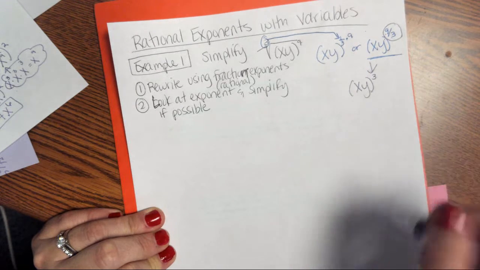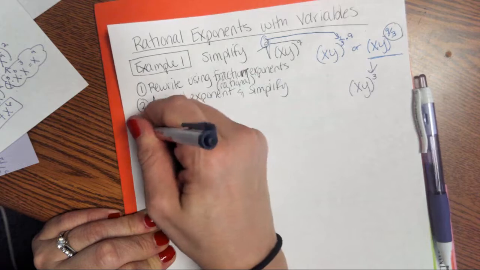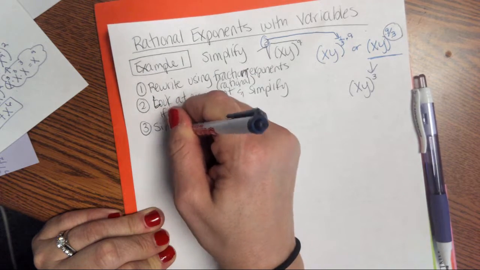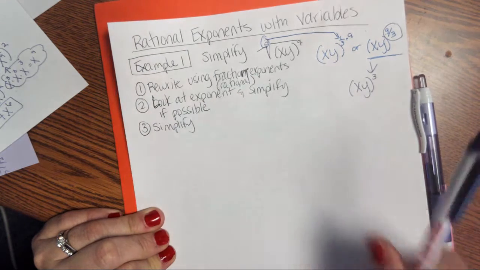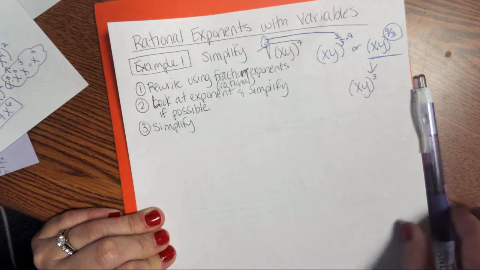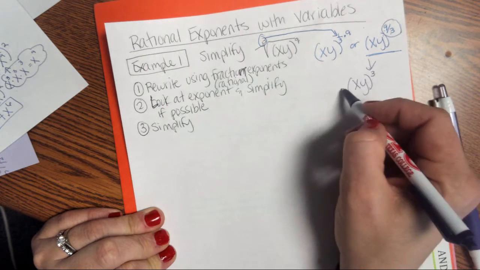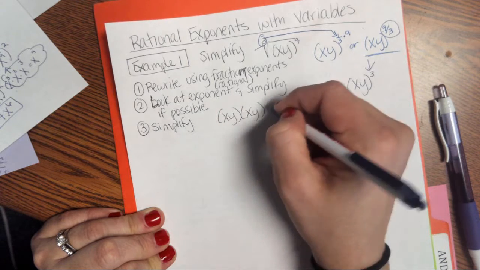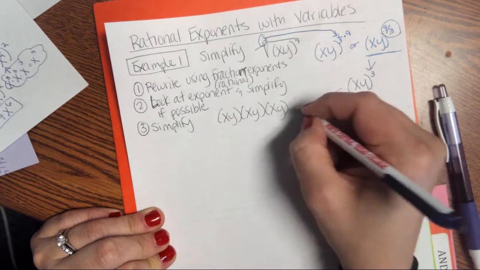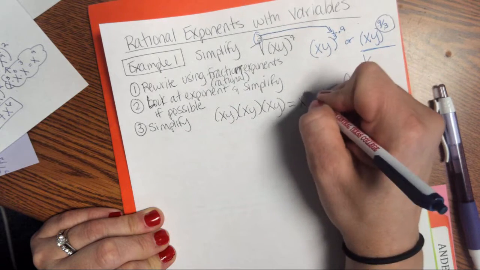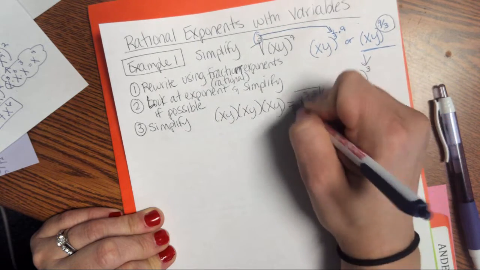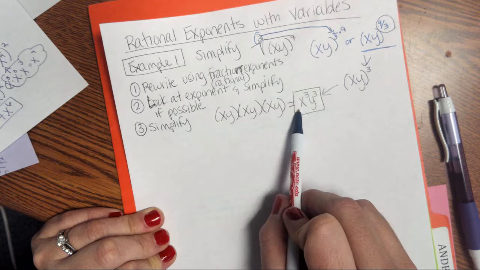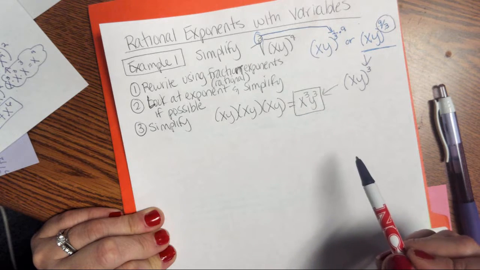My answer is not done, so my step 3 would be to simplify using my exponent rules. So reminder, this means xy 3 times. You can write it out and then simplify, or you could do your power of a power rule. And then the simplified answer would be x to the 3rd power times y to the 3rd power.